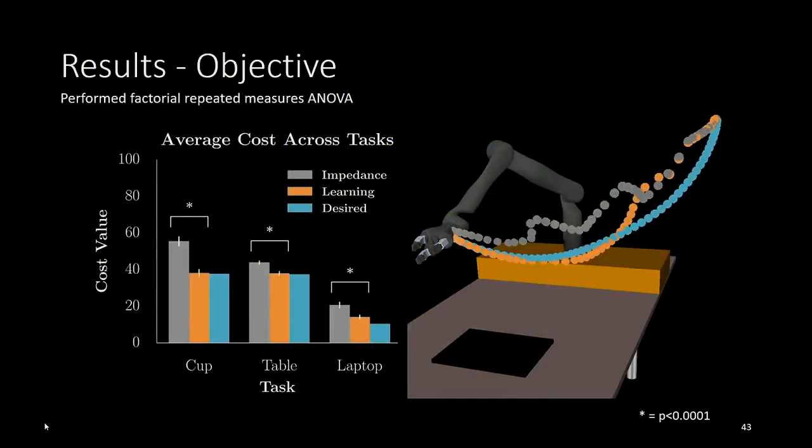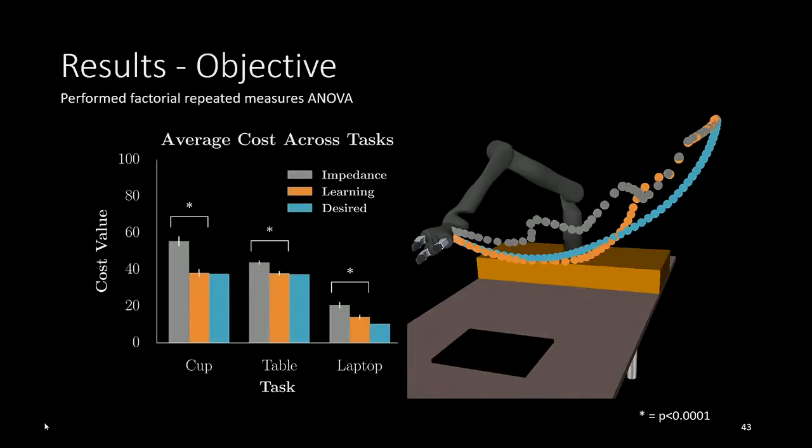So we analyzed the results from these experimental tasks. We split it into objective and subjective metrics. In the objective metrics, we looked at the average cost across tasks and found that across all three of our experimental tasks, when the robot was actively learning compared to the impedance, it decreased the average cost significantly.